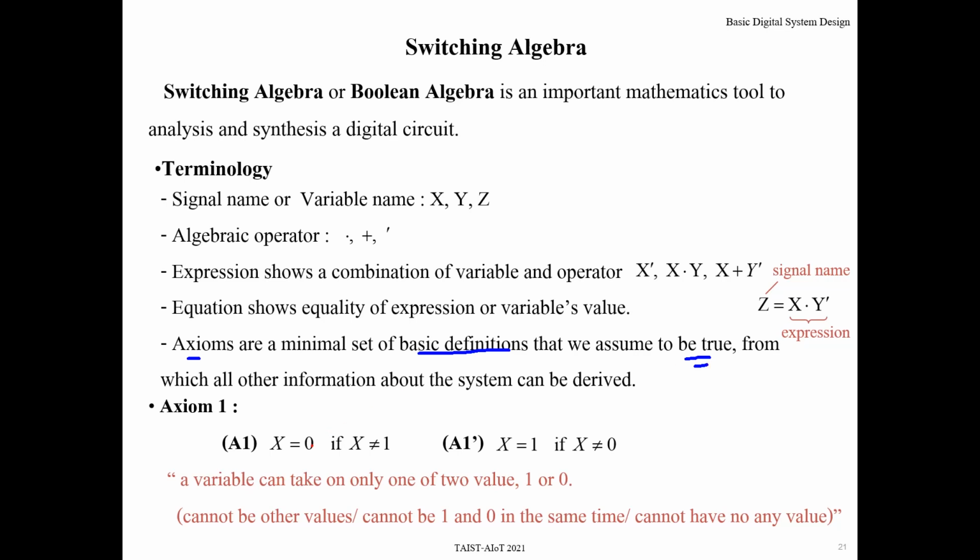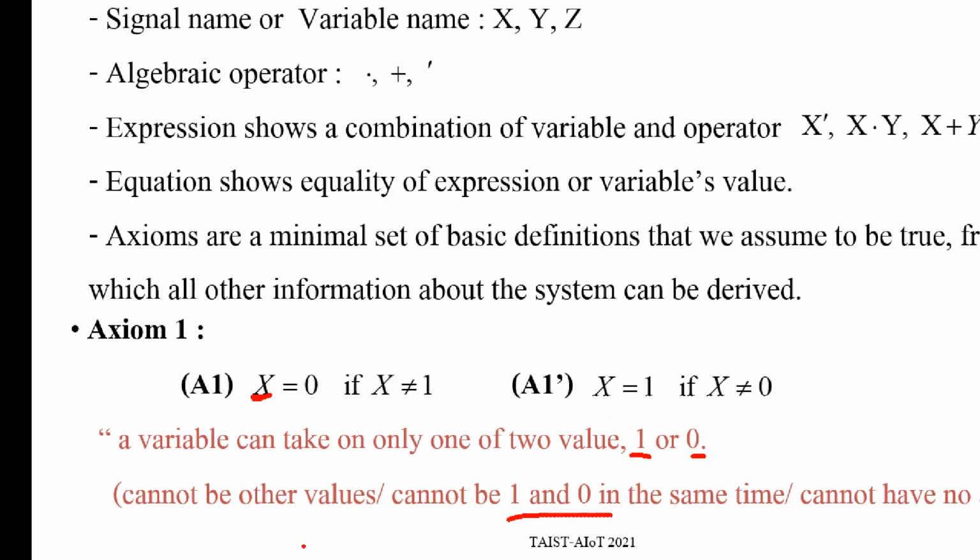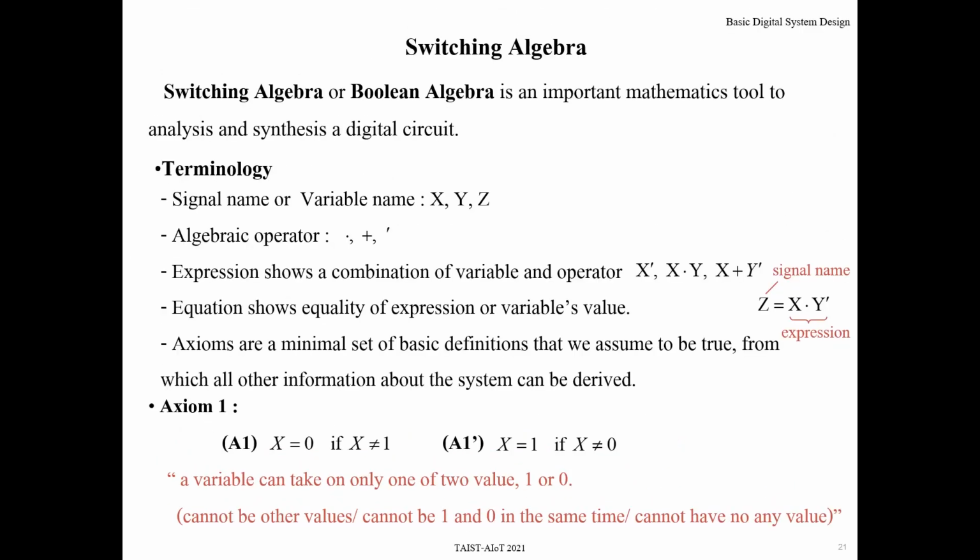For example, axiom 1 says that if x is not 1, x is 0. If x is not 0, x is 1. This assumption is based on the fact that in a digital circuit, the value of a variable or voltage level at any point in the circuit can be only low or high, or 0 or 1 only. It cannot be an in-between value. It cannot be 1 and 0 at the same time. It cannot be empty. It must be 0 or 1.